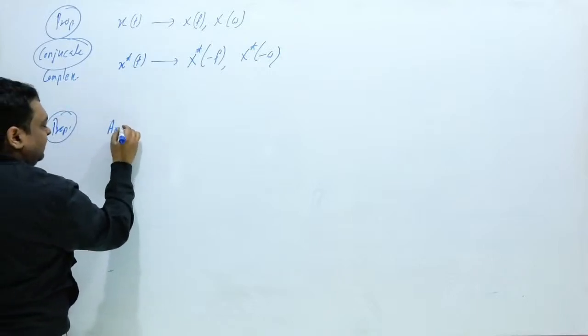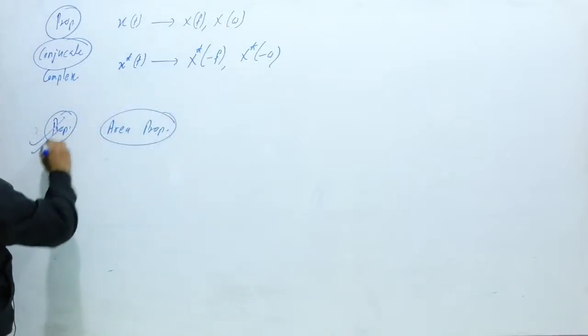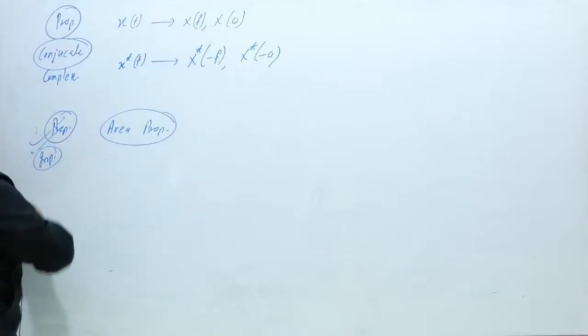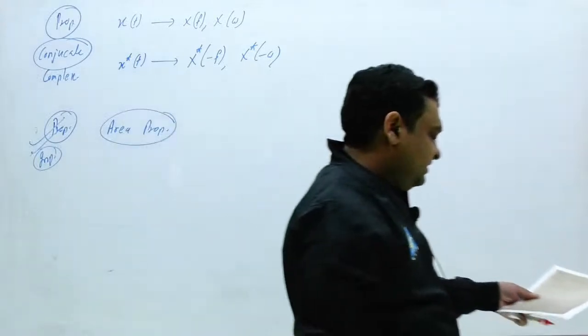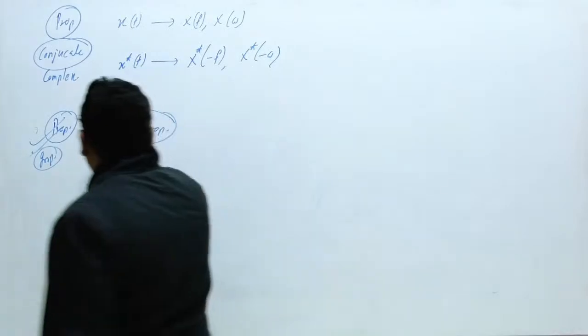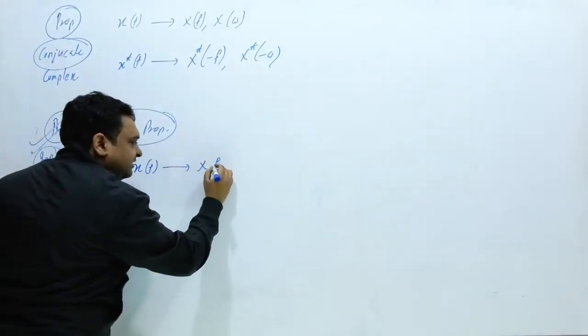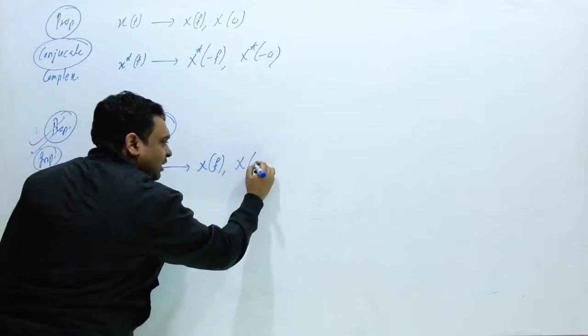Now the next property is the area property, and this is a very important property. What does the area property say? If x(t) has Fourier transform X(f) or X(omega).